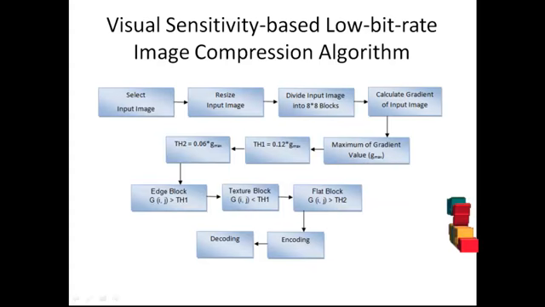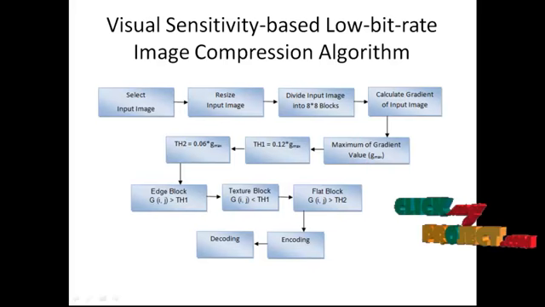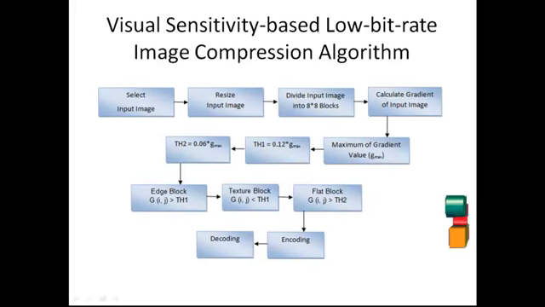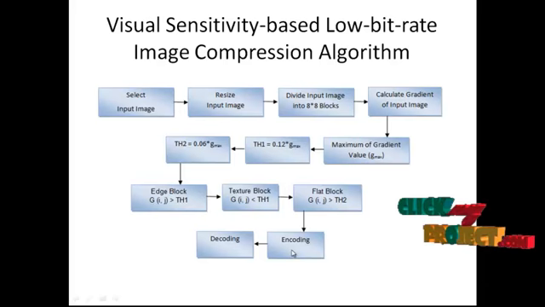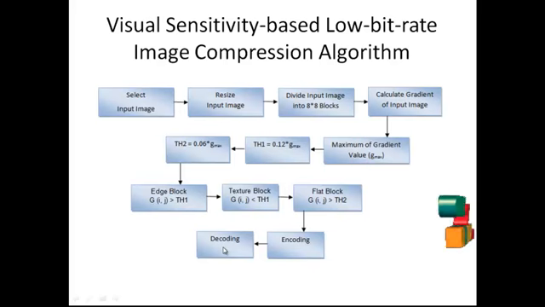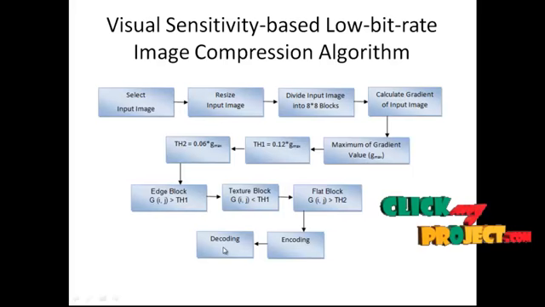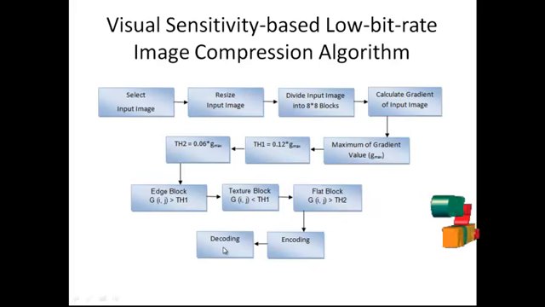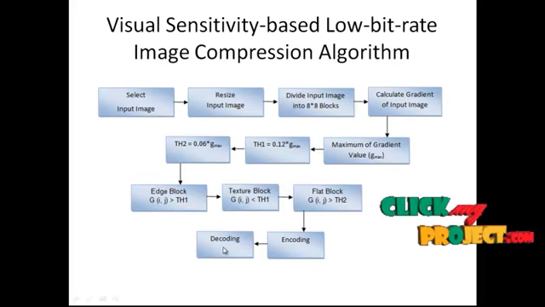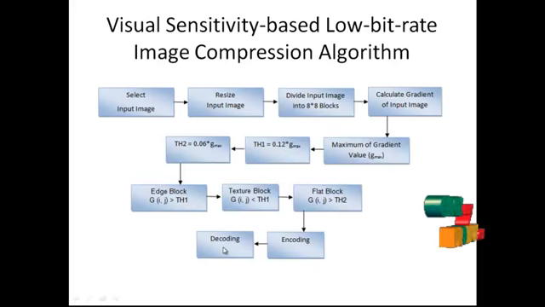After the classification of blocks into edge block, texture block and flat block, the blocks are encoded and finally decoded. For encoding edge blocks, a quantization level is selected which can preserve image visual quality from quantizing errors and also remove redundant information.